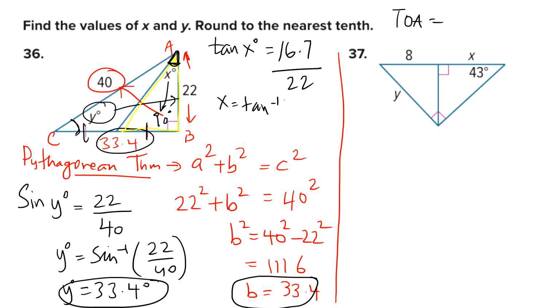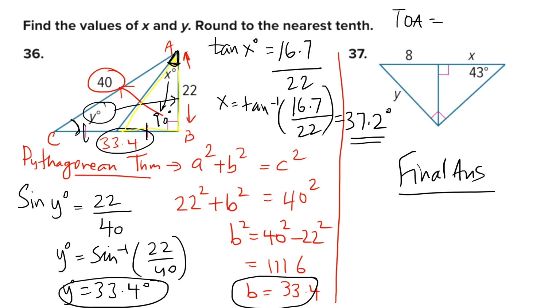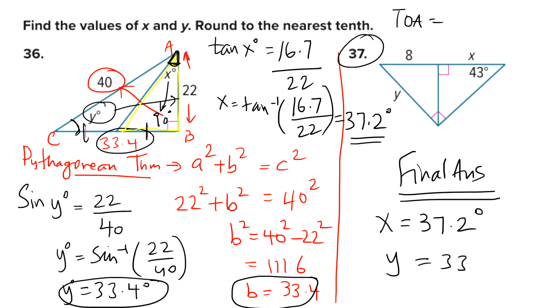So tan inverse of this fraction, just put it in your calculator, and x will come out to be roughly 37.2 degrees. So I will write here the final answer. Question 37, I will provide the answer key in the next slide similarly. So here the final answer for 36 is x equal to 37.2. This is my angle, and y, the second angle, is 33.4 degrees. So this is the final answer, and if you see, we have solved this question using inverse trigonometry for the angle.